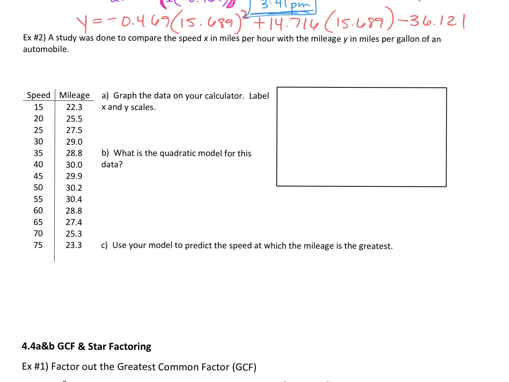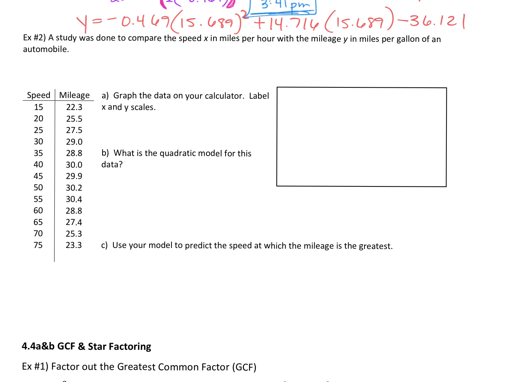Label what you're working with. So on the bottom, what are we talking about? What's your X? That's the speed. What's the Y? The mileage. Never even read the question to you, huh? Comparing speed X in miles per hour with mileage Y in miles per gallon of an automobile is what we're doing.